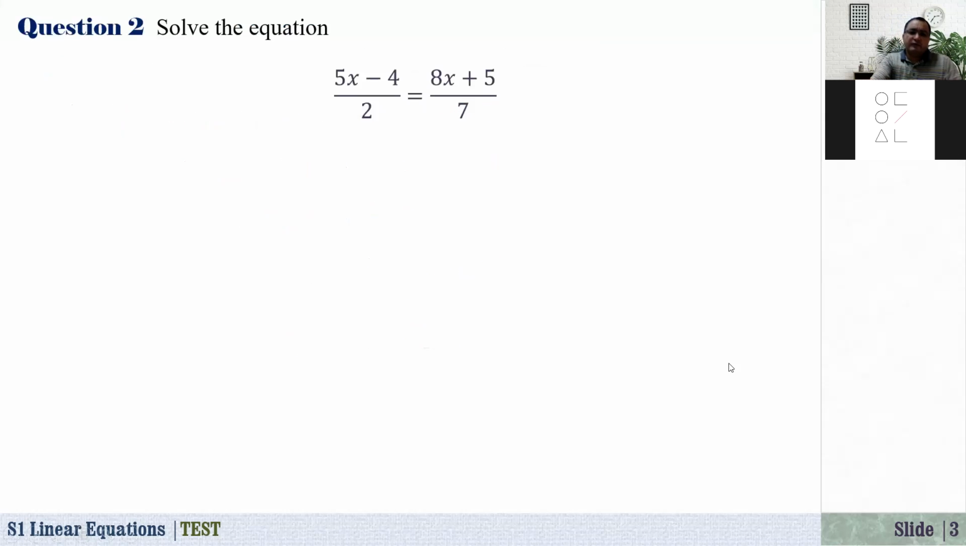Second question, solve the equation. Gabriel, you are here, right? Okay, because I cannot see the names. I don't know, for some reason, it just appears and disappears.